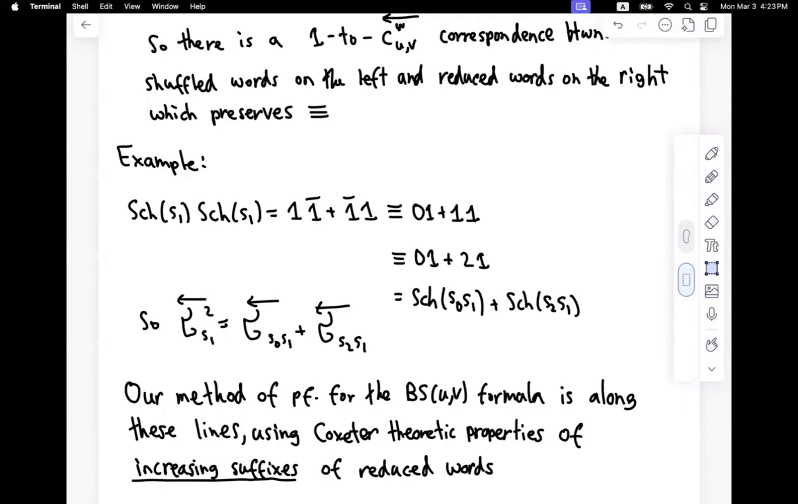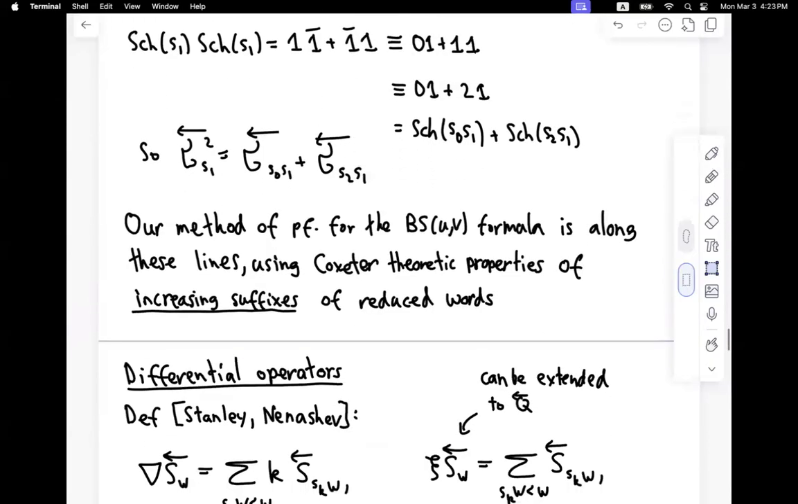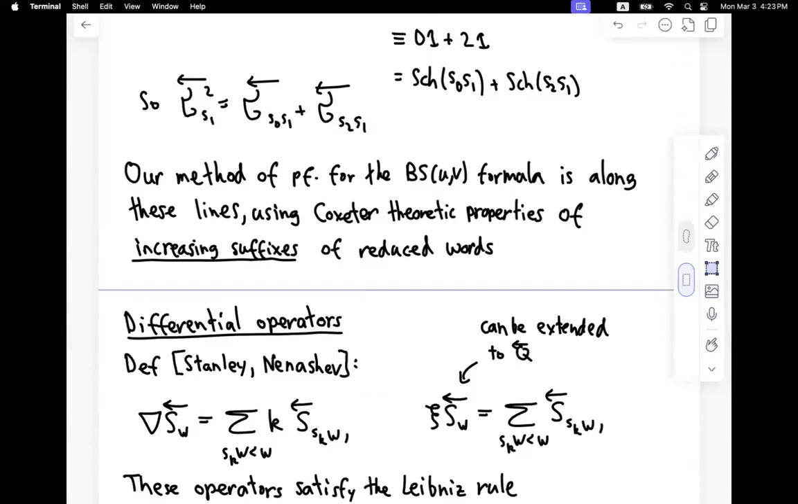So this was kind of our method of proof for the back stabilization formula. It's along these lines, kind of using Coxeter theoretic properties of increasing suffixes of reduced words, because the suffix of a word tells you something about the compatible sequences in the maximal bottom row. Okay, so the last thing I want to say, because I know we're running short on time, is I want to talk about the other tool that we used, which are these differential operators.